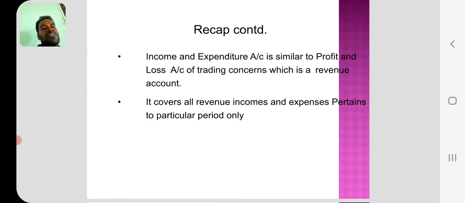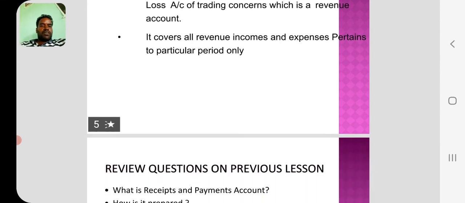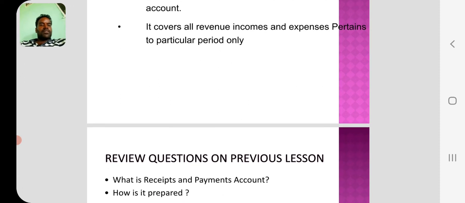Income and expenditure account is similar to the profit and loss account of a trading concern, which is a revenue account. It follows the nominal account rule: debit all losses and expenses and credit all incomes and gains. It covers all revenue incomes and expenses pertaining to a particular period only.